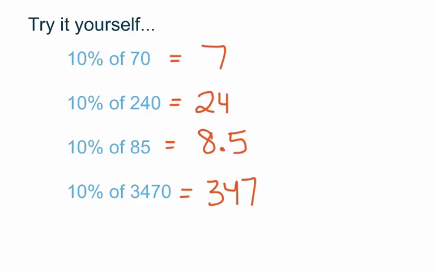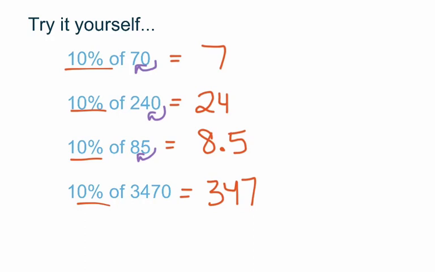Okay, how did you do? Did you get all 4 correct? 3, 2, 1, none? So, how I always go about these problems, since we're finding 10% of all these numbers, really using that visual. Okay, if I did 70 divided by 10, that's going to move that decimal point, and I would get 7. 240 divided by 10 moves the decimal.